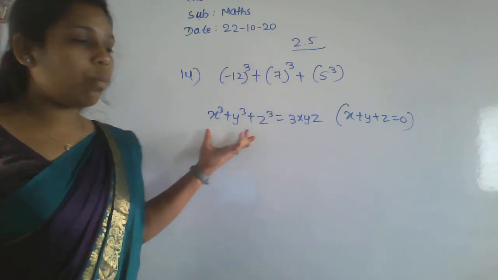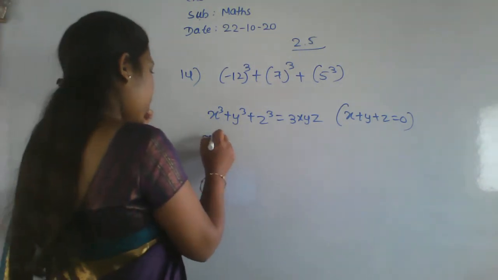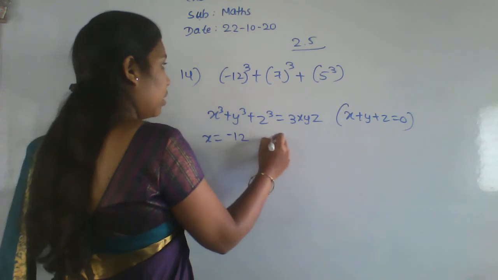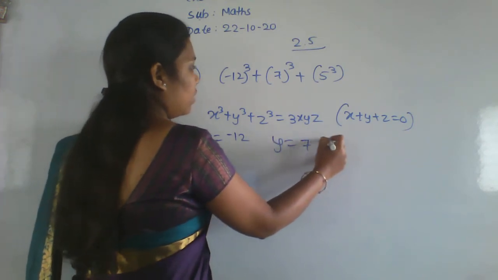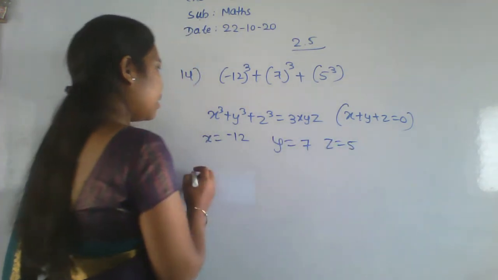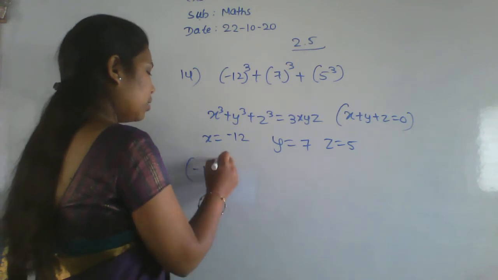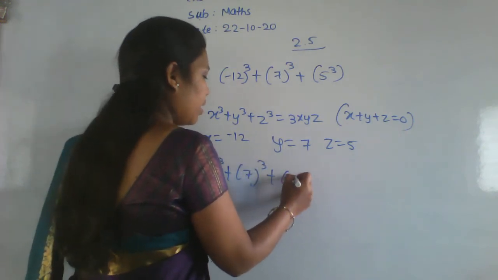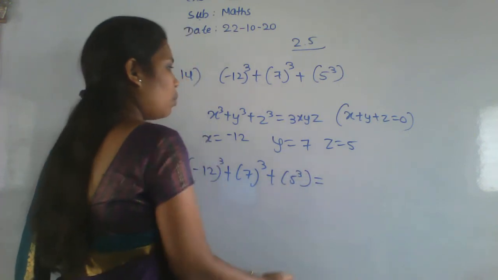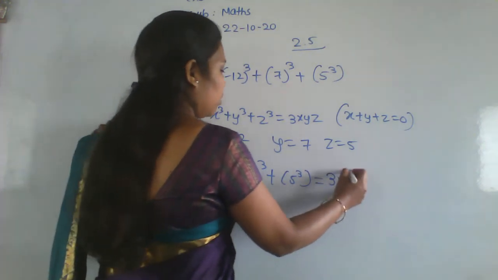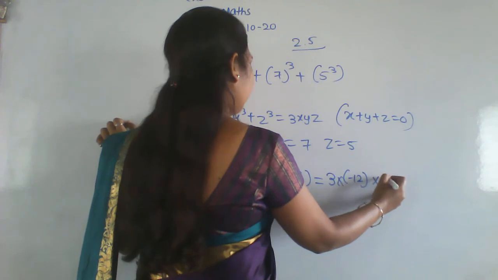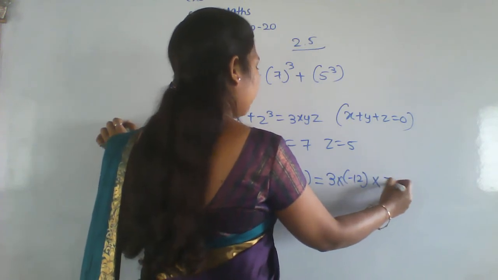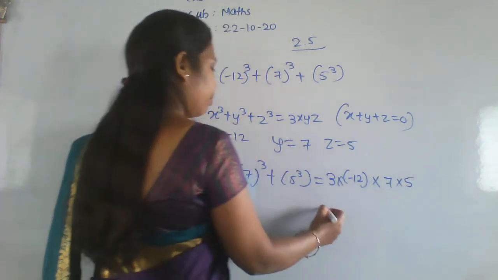So use this formula now. That is, x is equal to minus 12, y is equal to 7, z is equal to 5. So minus 12 whole cube plus 7 cube plus 5 cube is equal to 3 into minus 12, y is 7, z is 5. Multiply and write.